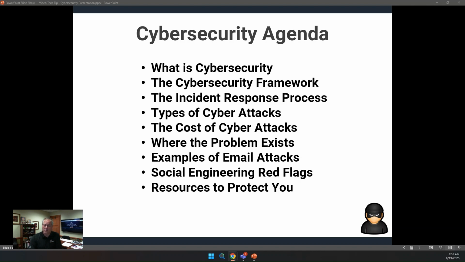Here's the agenda that we'll cover. What is cybersecurity? What does it mean to you and your business? The cybersecurity framework that we apply to mitigate cybersecurity risk. The incident response process from start to finish. Different types of cyber attacks.